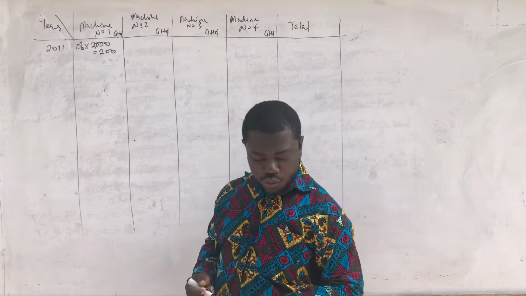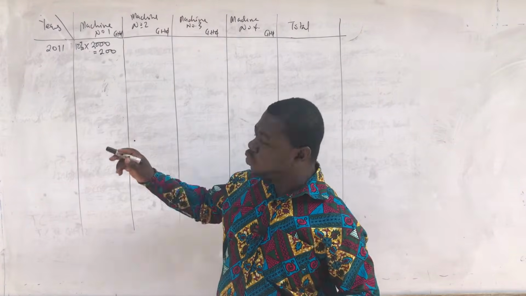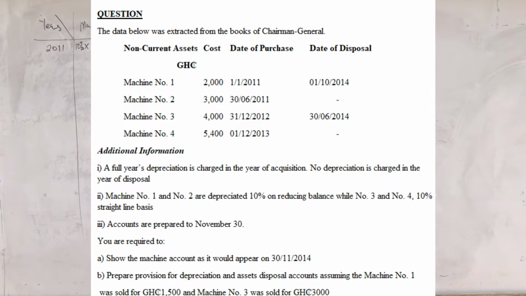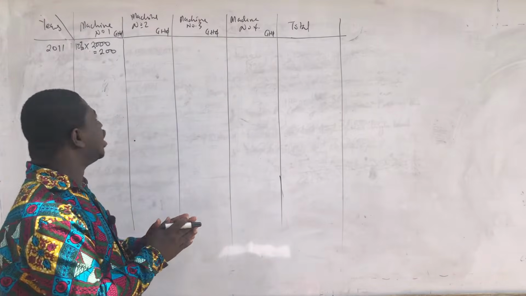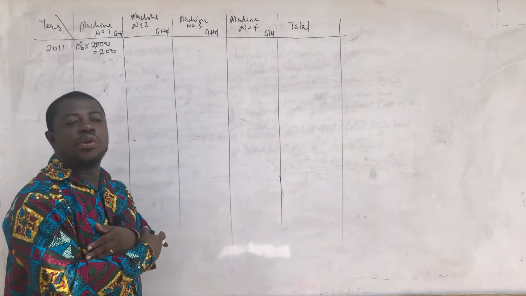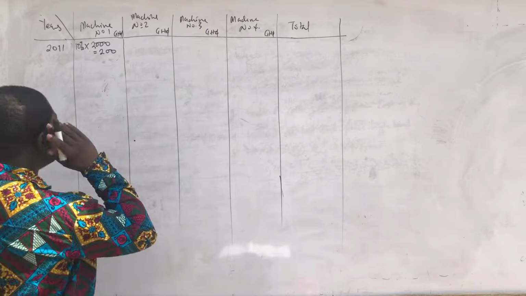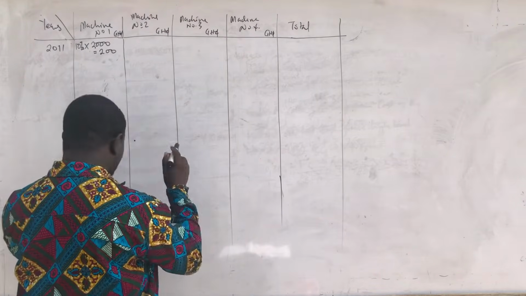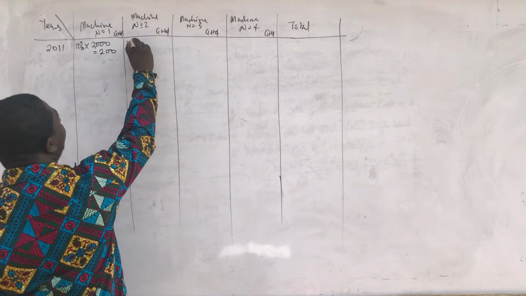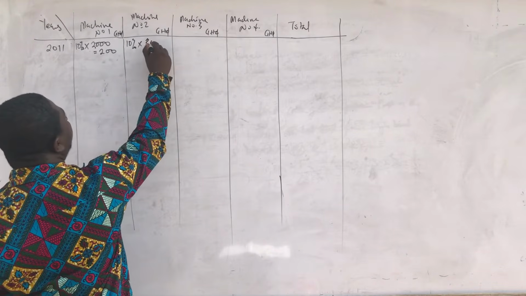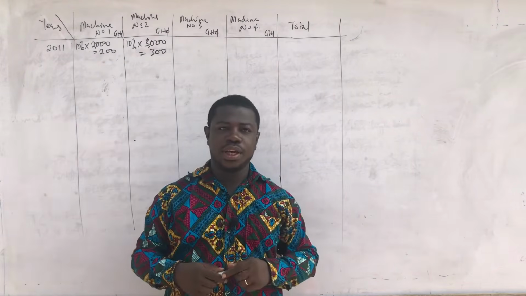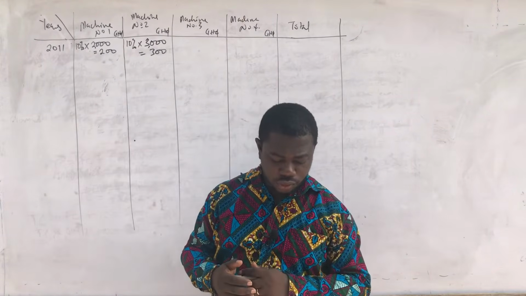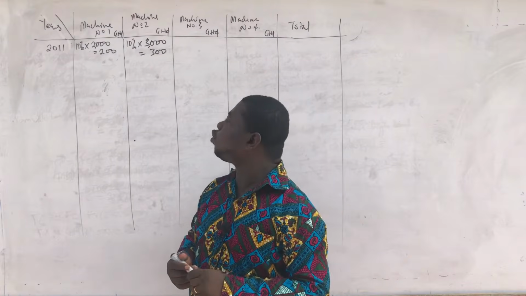And then we look at machine number 2. In the year 2011, was this there? Yes, it was bought in June 2011. And full year's depreciation is to be calculated in the year of acquisition. So even though it is in June, we are not going to calculate the number of months because we are told full year's depreciation in the year of acquisition. And so the same 10% of 3,000, we are going to have 300 for the depreciation. All right. And that is it for 2011.